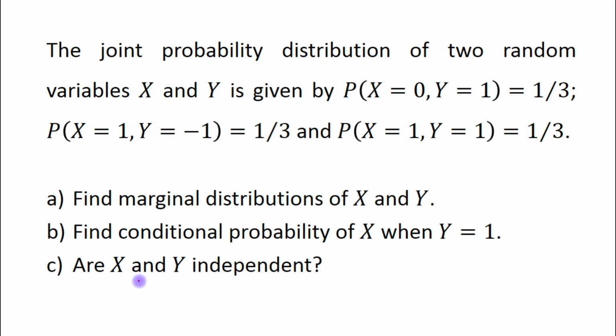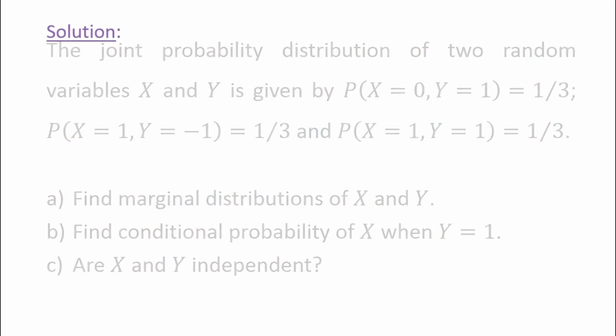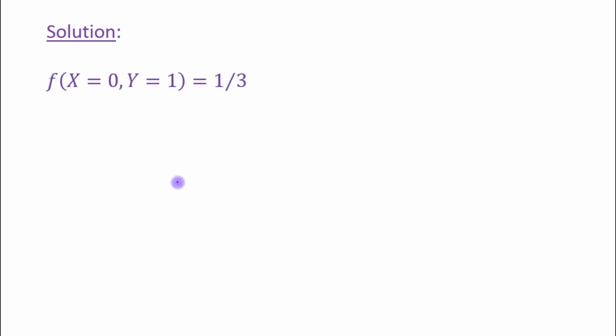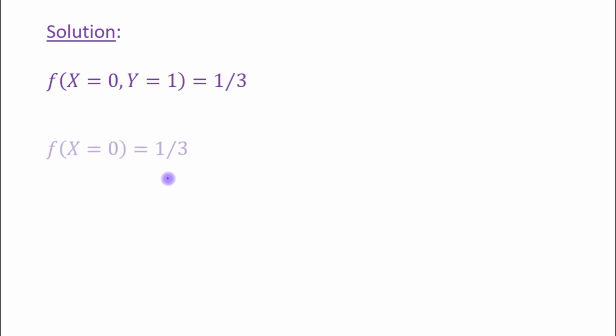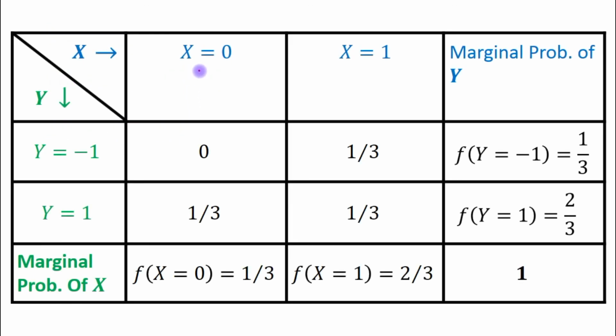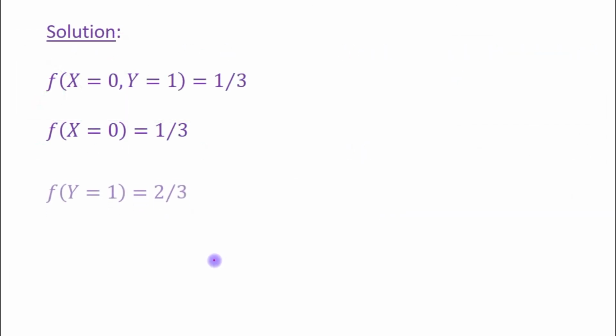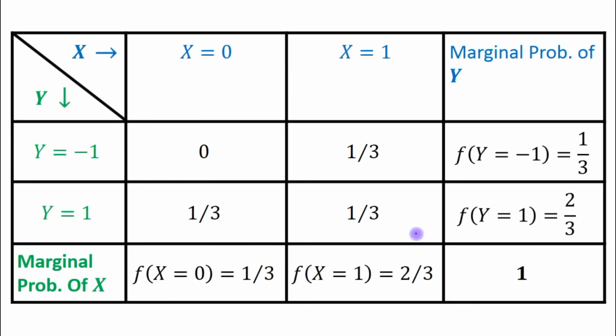Last part, are x and y independent? Solution. Joint probability of x equals 0 and y equals 1 is given as 1 by 3. Next, probability that x equals 0 is given as 1 by 3. Probability that y equals 1 is given as 2 by 3.